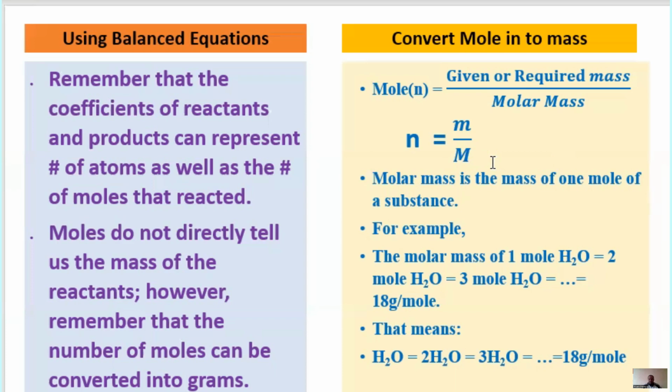For example, the molar mass of 1 mole of water, which equals 2 moles of water, which equals 3 moles of water, equals what? 18 grams per mole. That means 1 mole of H2O equals the molar mass of 18 grams per mole, 2 moles of H2O, 3 moles of H2O, and so on, equals 18 grams per mole.